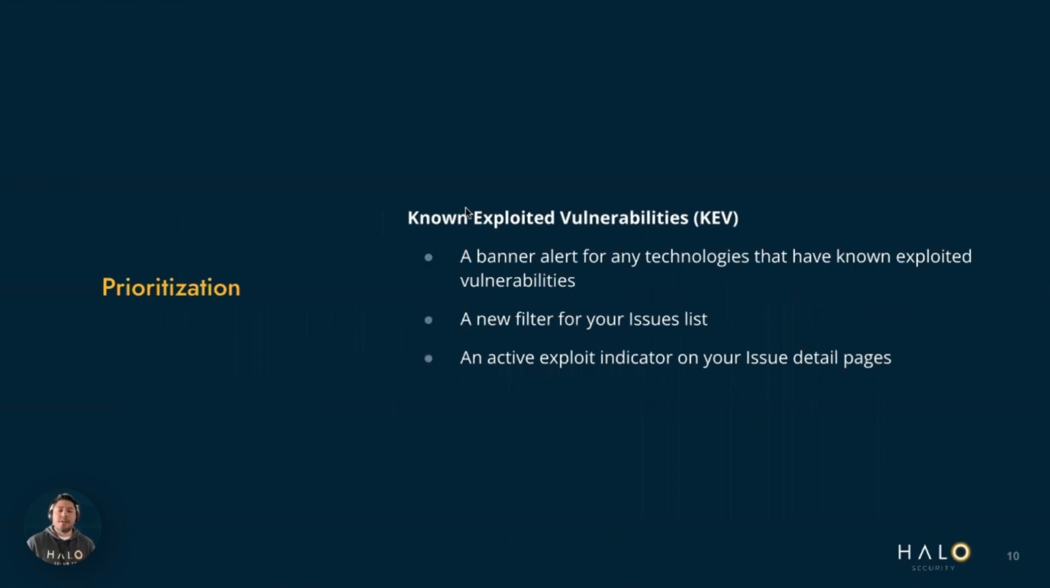right? So there's a number of ways we can help you prioritize which vulnerabilities you want to tackle first. One is with a bouncer alert. So when we discover a KEV within one of your technologies, we'll go ahead and showcase that with a bouncer alert. There's a new filter that you can apply to the issues list, so you can filter only based on active exploits. And there's a brand new indicator next to the issues themselves.